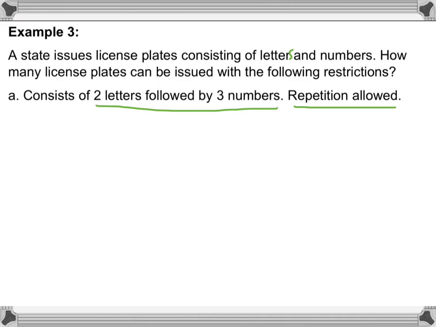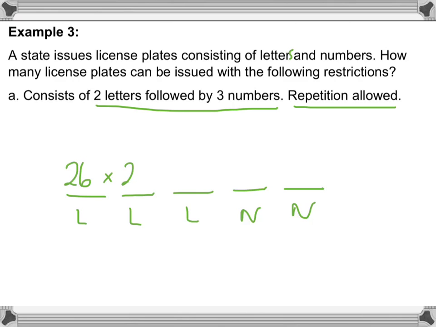So what I like to do is I like to build slots. 2 letters and 3 numbers, okay? So this is a letter, a letter, and a number, a number, and a number. Now, there are 26 letters in the alphabet. So for my first choice, I have 26 letters, okay? Now, if I use a letter, I'm allowed to use it again for my second letter. So again, I have 26 possible ways of choosing the second letter.